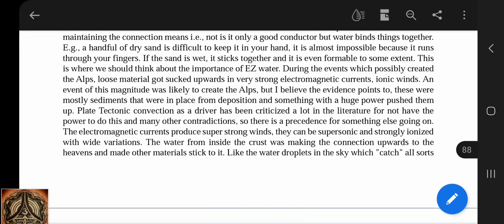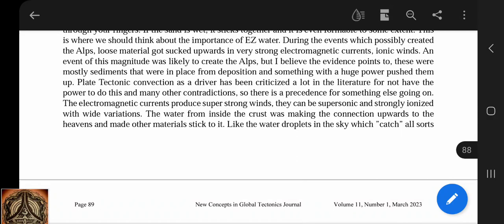During the events which possibly created the Alps, loose material got sucked upwards in very strong electromagnetic currents, ionic winds. An event of this magnitude was likely to create the Alps. But I believe the evidence points to these being mostly sediments that were in place from deposition, and something with a huge power pushed them up. Plate tectonic convection as a driver has been criticized a lot in the literature for not having the power to do this, and many other contradictions. So there is a precedence for something else going on.